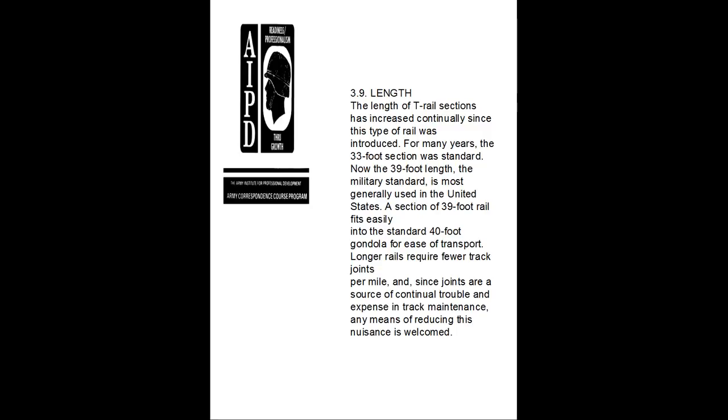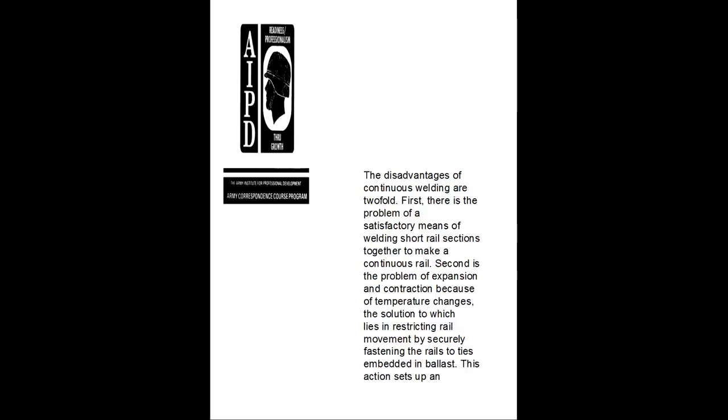3.9. The length of T-rail sections has increased continually since the type of rail was introduced. For many years, the 33-foot section was standard. Now the 39-foot military standard is most generally used in the United States. The 39-foot rail easily fits into a standard 40-foot gondola for ease of transportation. Long rails require fewer track joints per mile, since joints are a source of continual trouble and expense. Any means of reducing track maintenance is welcome.